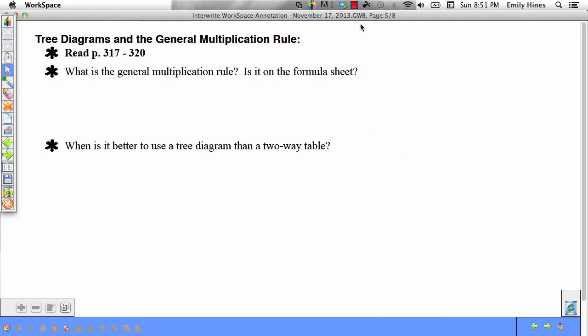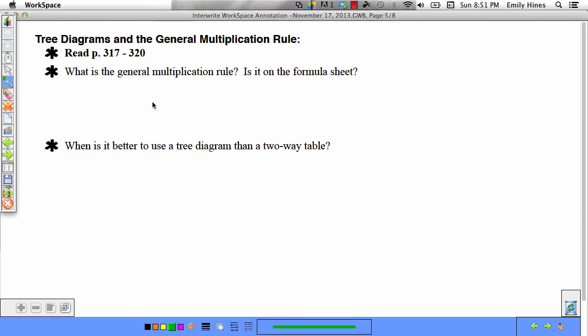Okay, we've talked about two-way tables and Venn diagrams, but another very useful tool for looking at probability is the tree diagram. The tree diagram helps us when we have conditional probability, so when one thing is dependent on another, or when we're looking at several events that we're looking to happen, one right after the other. And the rule that we tend to use in situations like this is called the general multiplication rule.